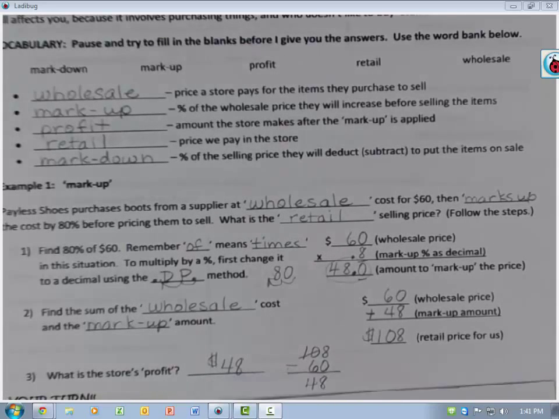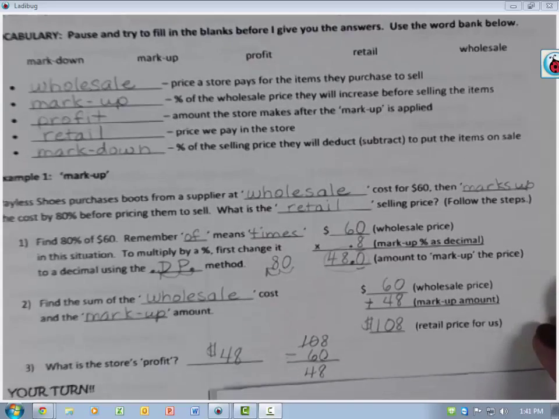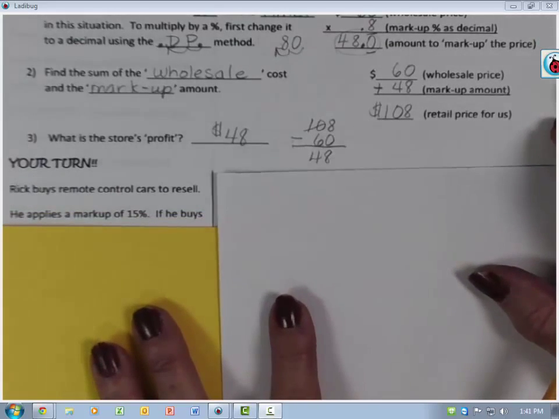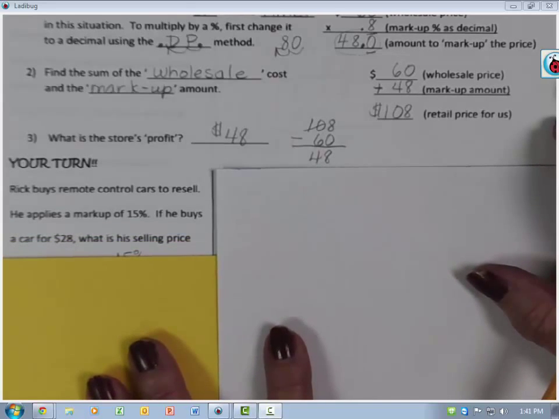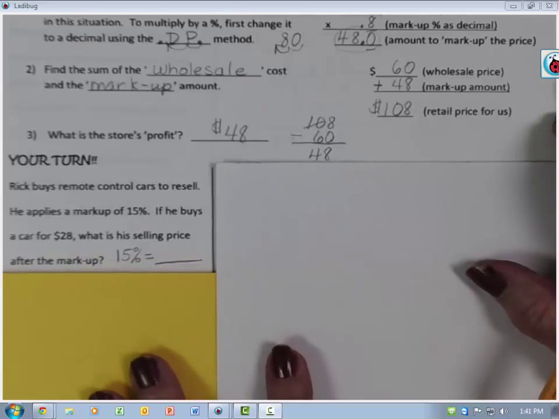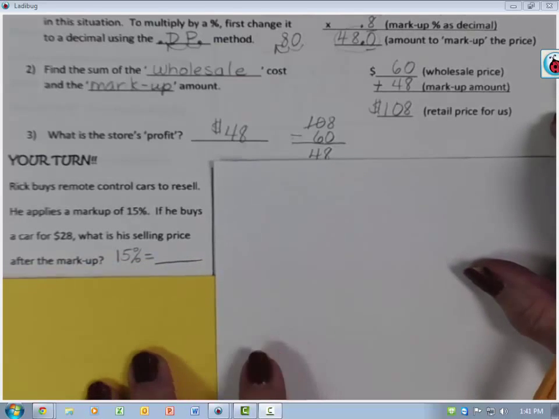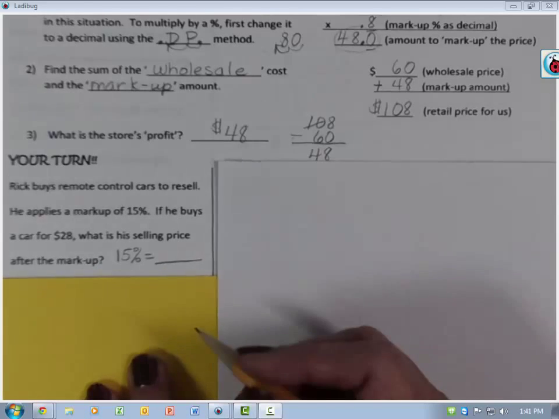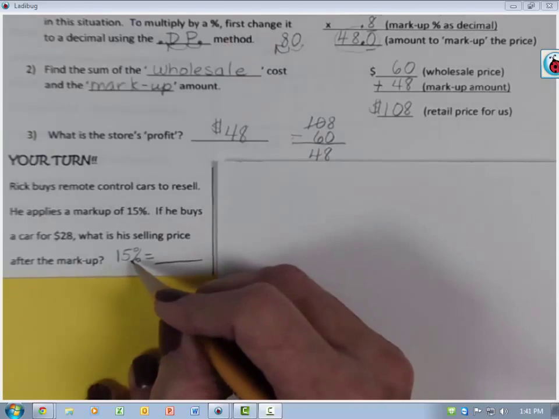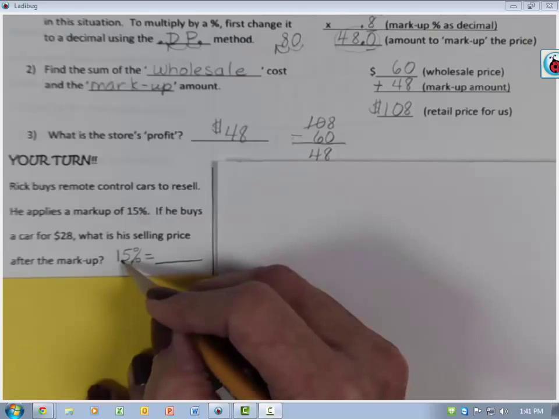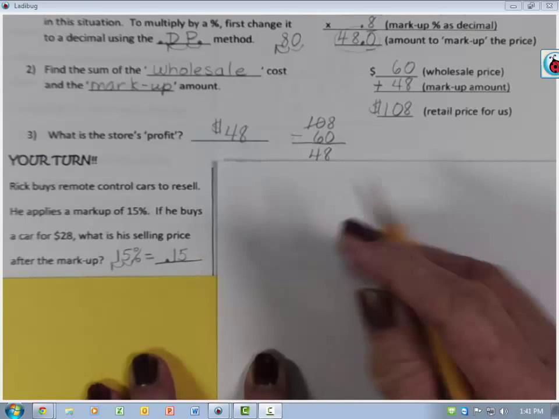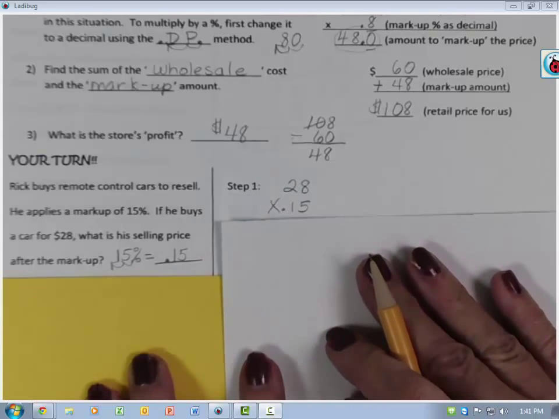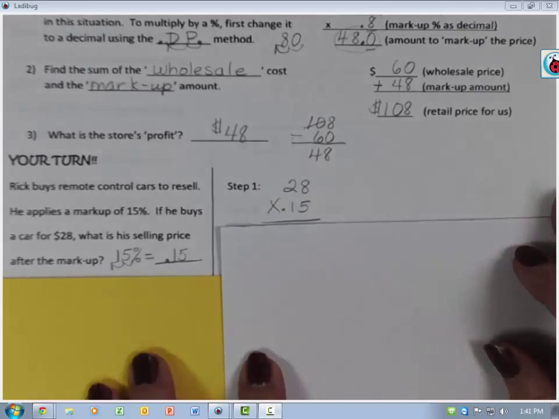Okay, your turn. Rick buys remote control cars to resell. He applies a markup of 15%. If he buys a car for $28, what is his selling price after the markup? So remember, we have to change 15% to a decimal. Put your pencil at the end of the 15 and go twice to the left, making it 15 hundredths or 0.15. Put me on pause and multiply 28 times 15 hundredths.